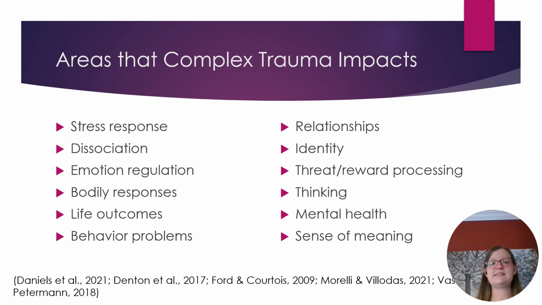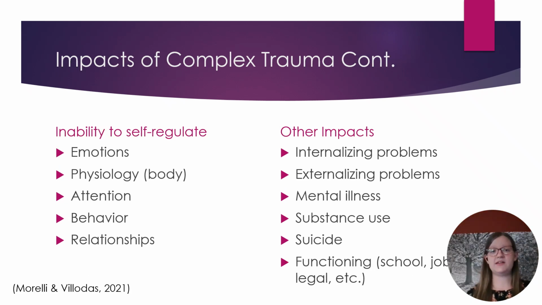So as you can see from this slide, there are a range of different areas that complex trauma impacts, including things like individuals' stress responses, their responses to threats and rewards, their tendency to engage in things like dissociation, which is when someone tunes out of actively experiencing something and kind of just stays in their own internal mind. And it can also impact things like people's mental health and their sense of meaning. While it can be helpful to understand all of the different areas that complex trauma can impact, it's also helpful to have a unifying theme for how complex trauma works.